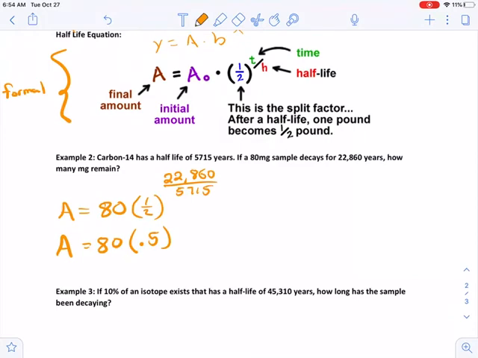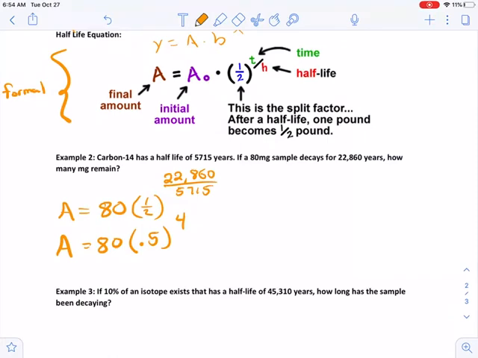So 22,860 divided by 5,715. I get an exponent of just 4. And again, what this is demonstrating is that this will have reduced by a half 4 times in that period of time, because every 5,715 years we are reducing by half of its value. And if this has been going on for 22,860, then that's 4 cycles of that. So, we could probably do this in our head, but I've just got the calculator here anyway.